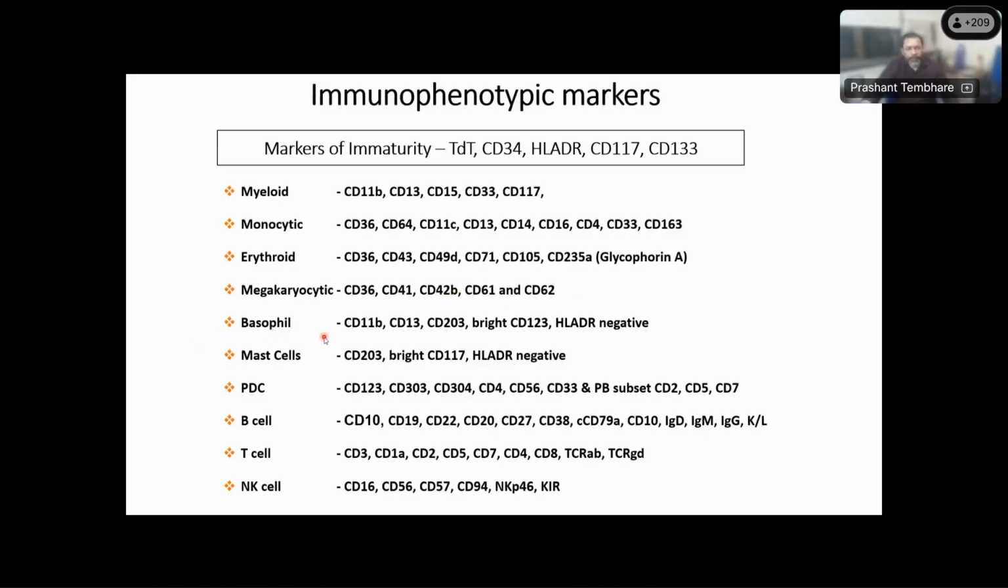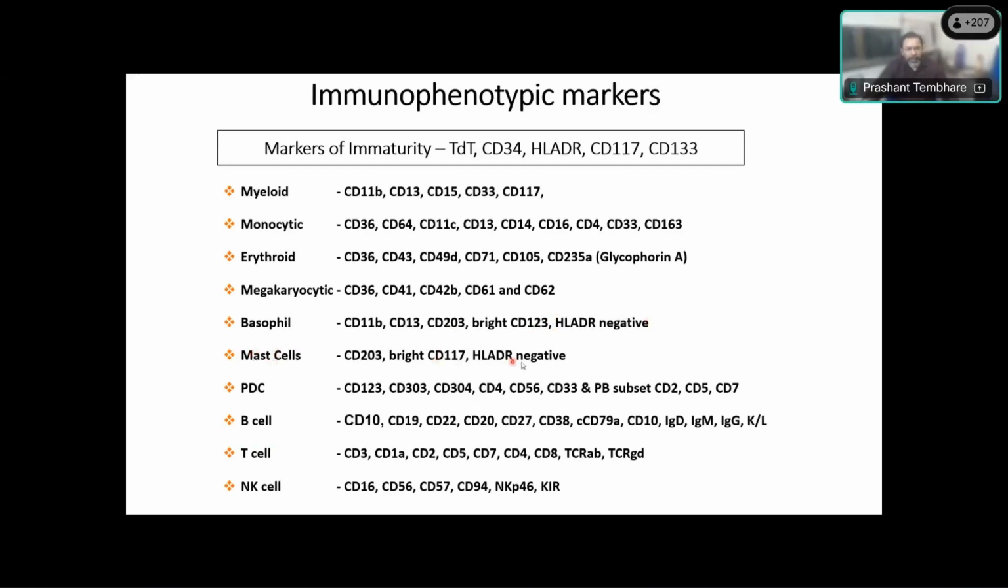For basophils, again, basophil is a part of myeloid lineage, so they express some myeloid markers like CD13, CD203C, and there is a specific strong expression of the specific marker CD123. And these basophils typically show negative expression of HLA-DR. So HLA-DR is absent on basophil.